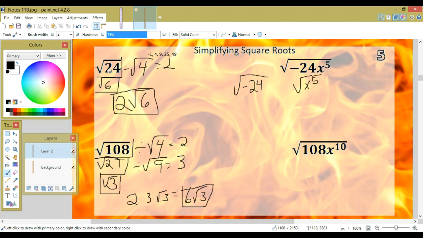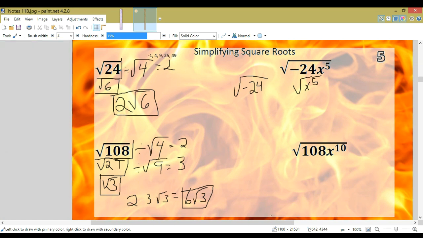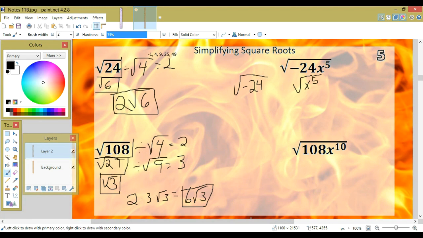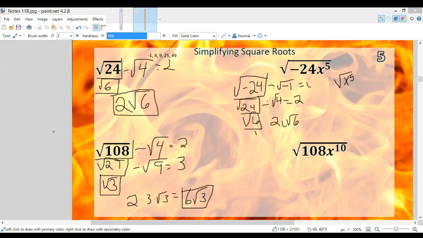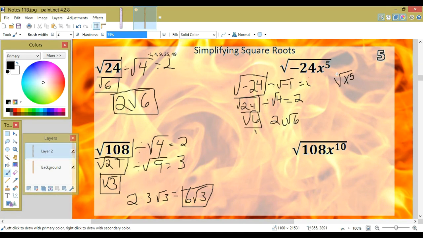So we know that the square root of 24 was 2 square root of 6. We have a negative here though, so we're also going to take out a negative 1, which the square root of negative 1 is i. So we have 2i square root of 6.